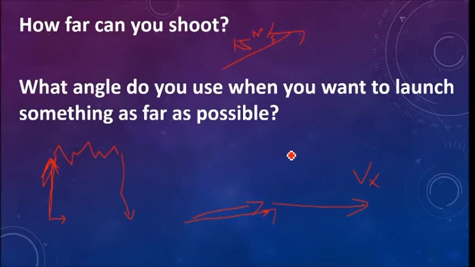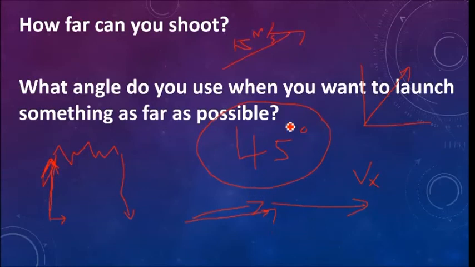And so it turns out that 45 degrees, exactly halfway between the two axes, is the optimum launch angle. If you want to send something up in the air and have it fly as far as possible for any given velocity, if you launch it at 45 degrees, it will go the farthest distance. Okay, and that's, again, assuming no air and stuff like that.